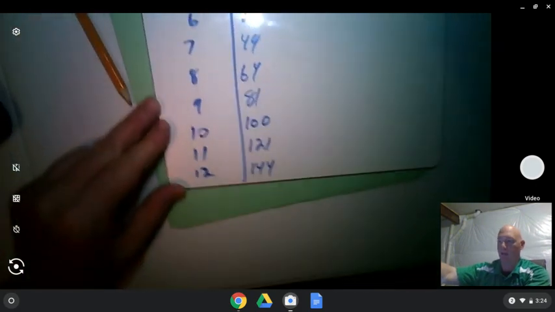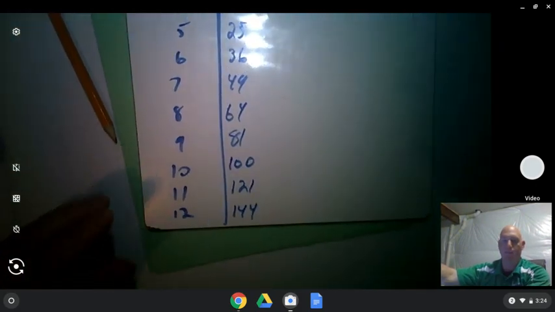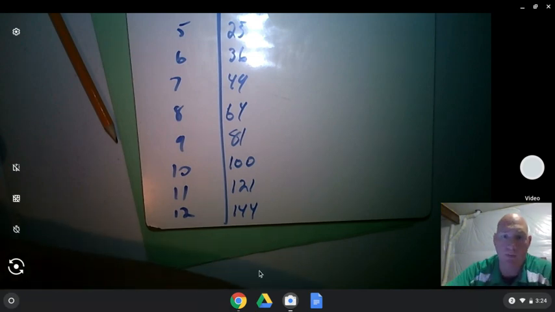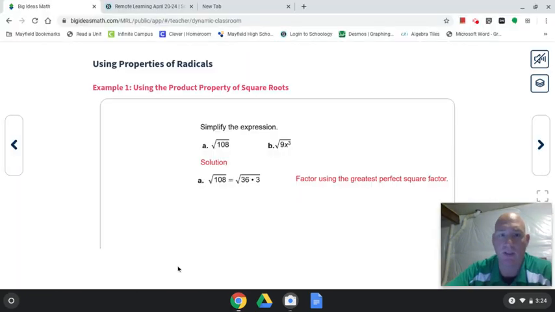Hopefully you can see all those. I don't know, this is hard to get everything in on. So you could write, I would write out my own list, because you're going to need to be able to use these as factors. Okay. So let me go back and look at the first problem and explain how we're going to do this.